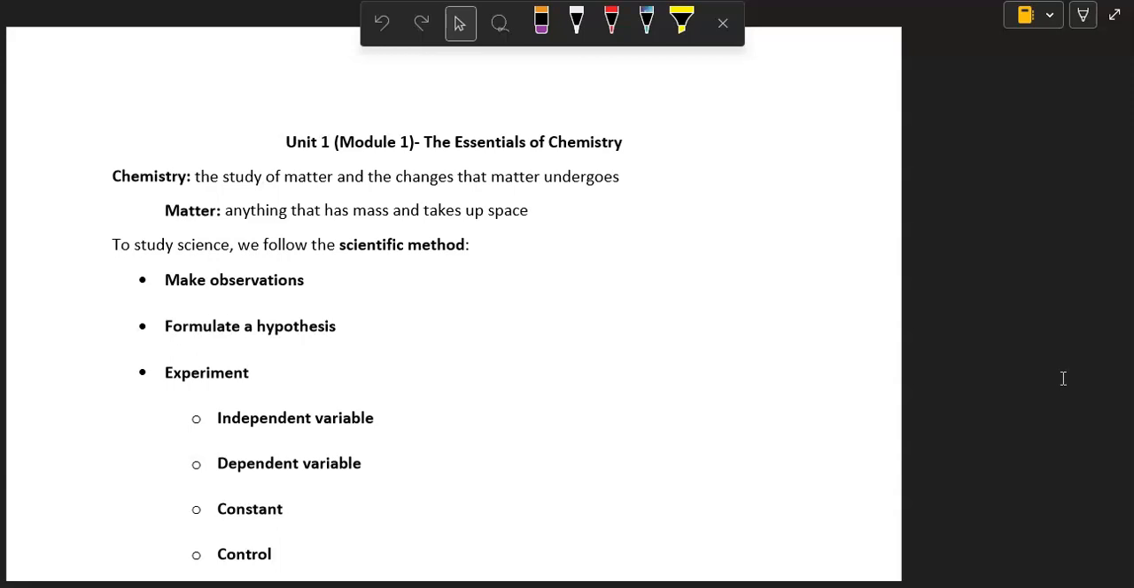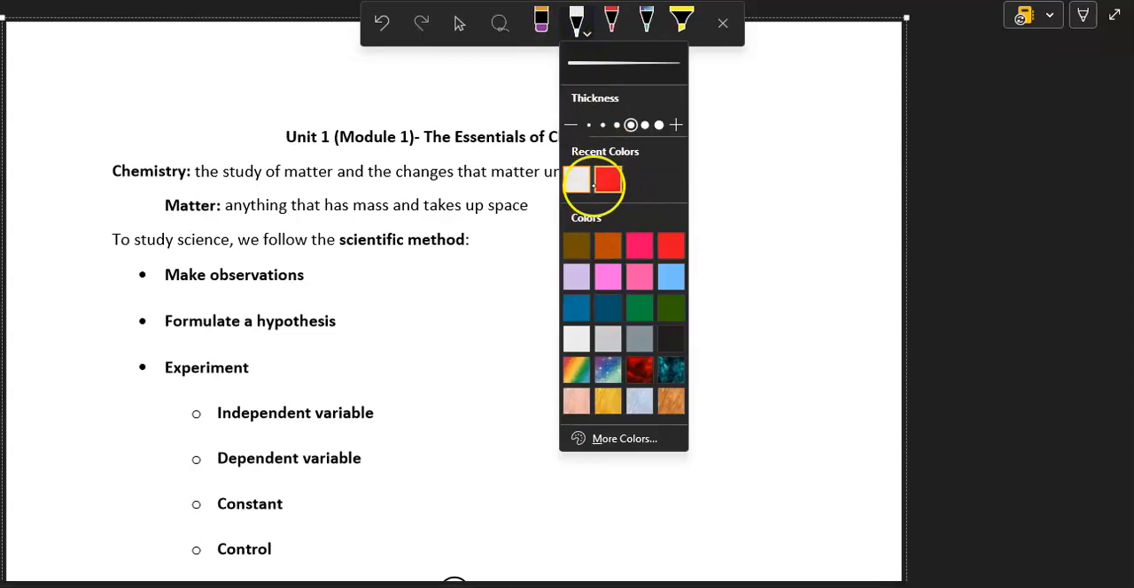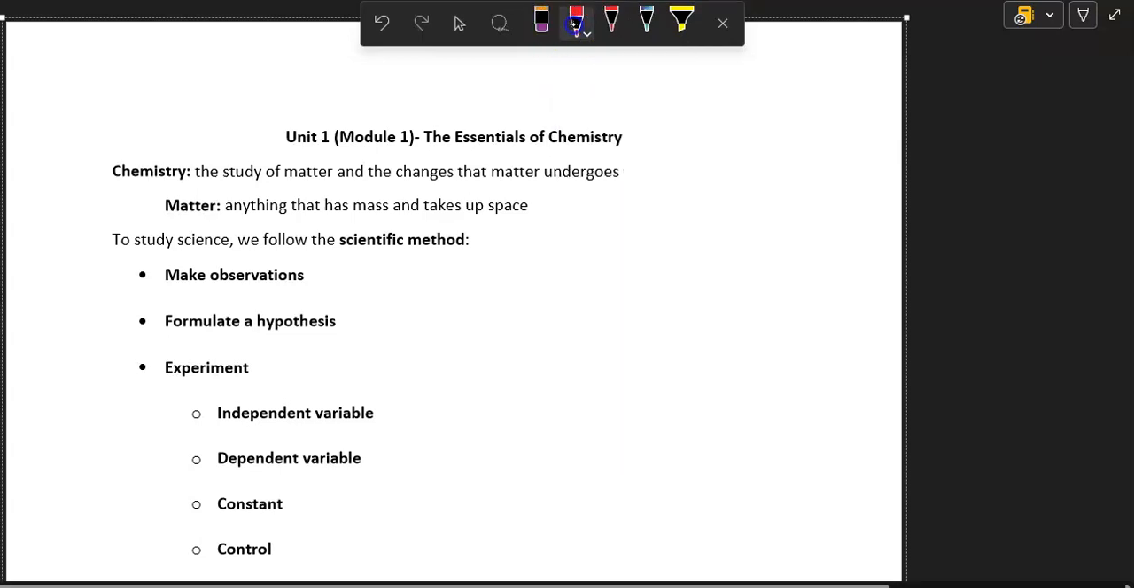So the first step in becoming a scientist is to make an observation or to look around the world and to pay attention to what's going on and try to figure out why. Why does it happen? What's happening? How is it happening? Those kind of things. So we're going to ask questions. The who, what, when, where, why kind of questions.